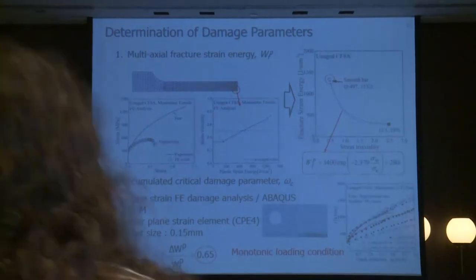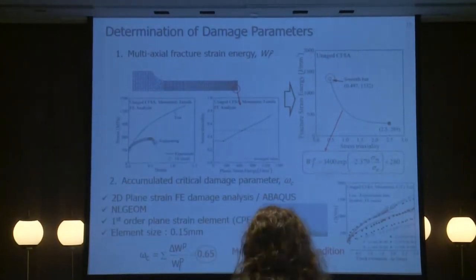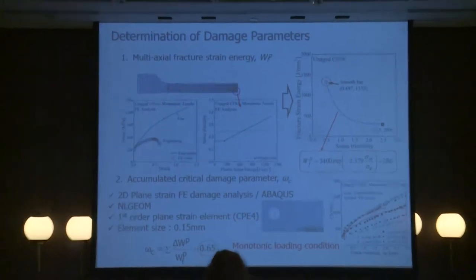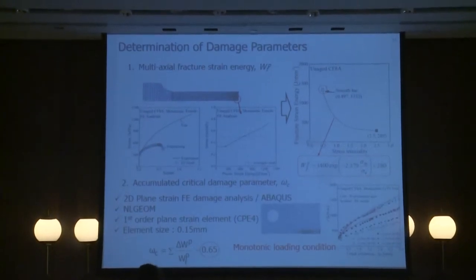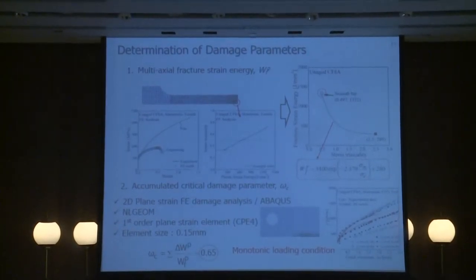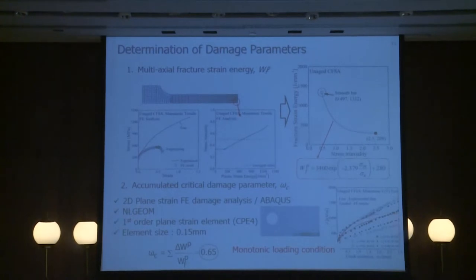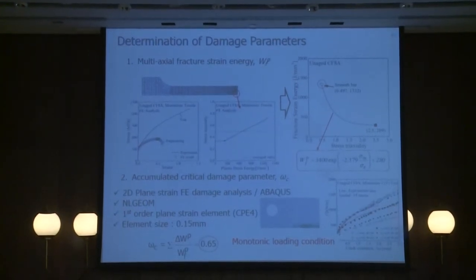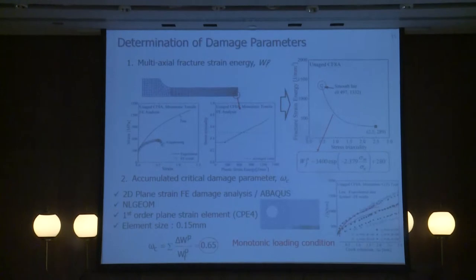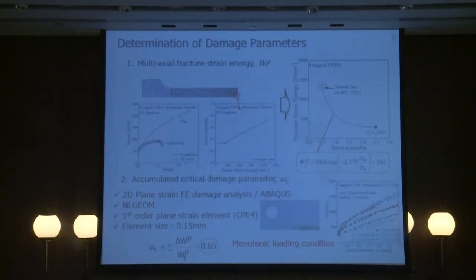And this page shows how to determine the damage parameters. First, we perform the simulation of the monotonic tensile test. And from the simulation, we can calculate the average stress triaxiality until fracture. And then we draw the point here, the open square symbol. Then we assume the multiaxial fracture strain energy at the stress triaxiality of 2.5. And then we also assume this point.